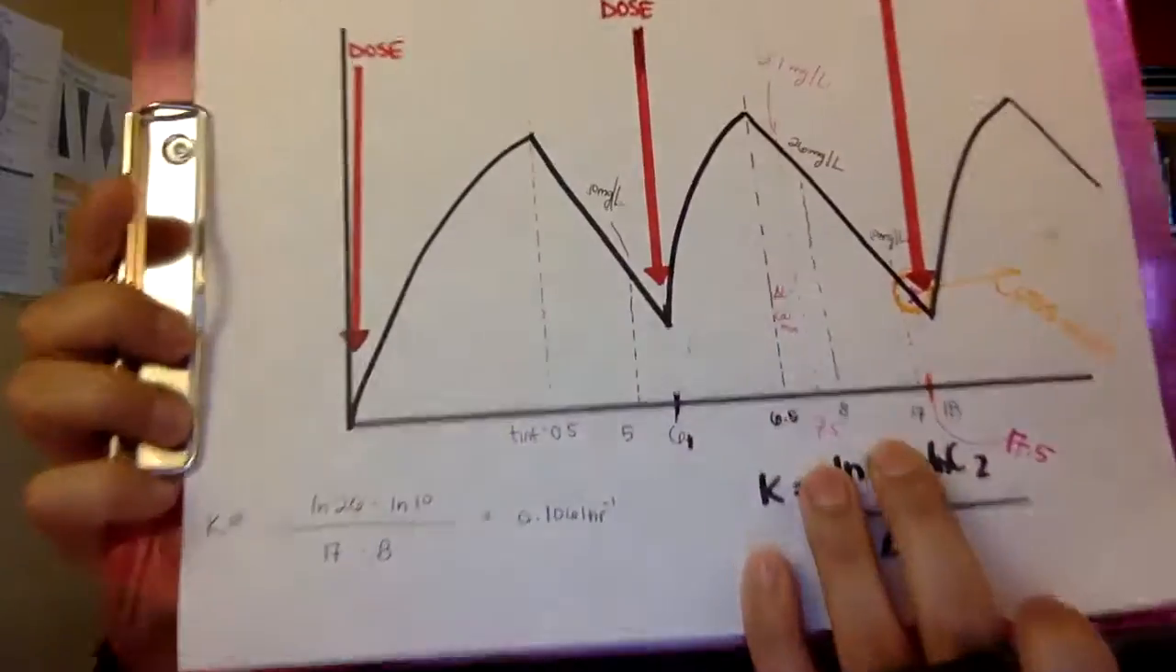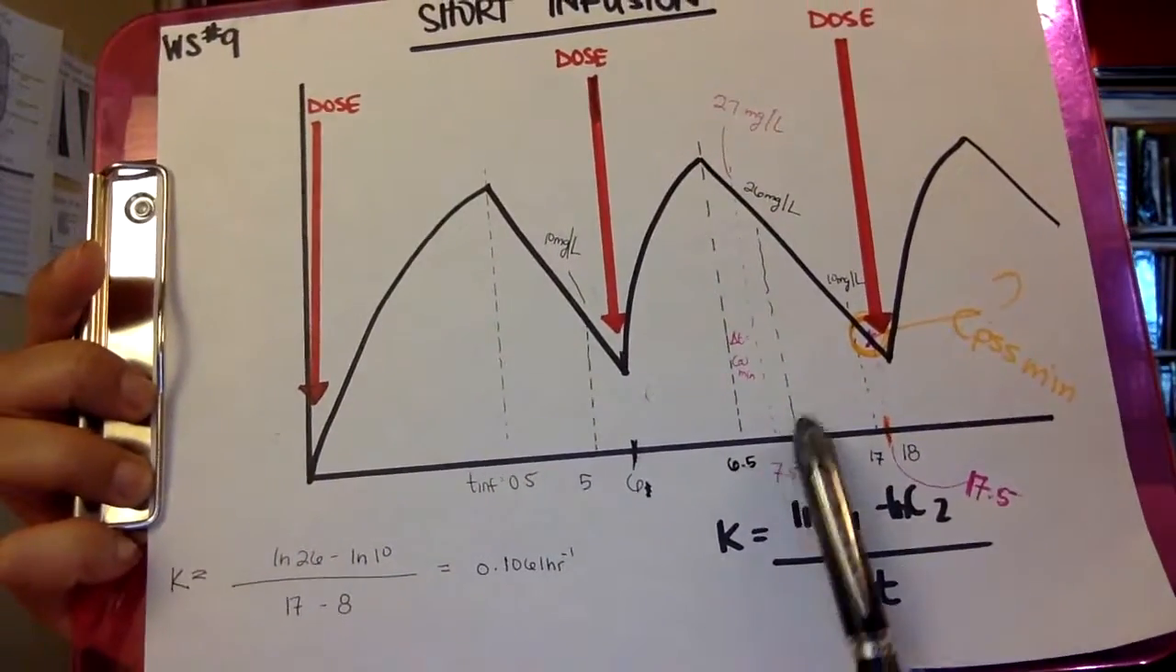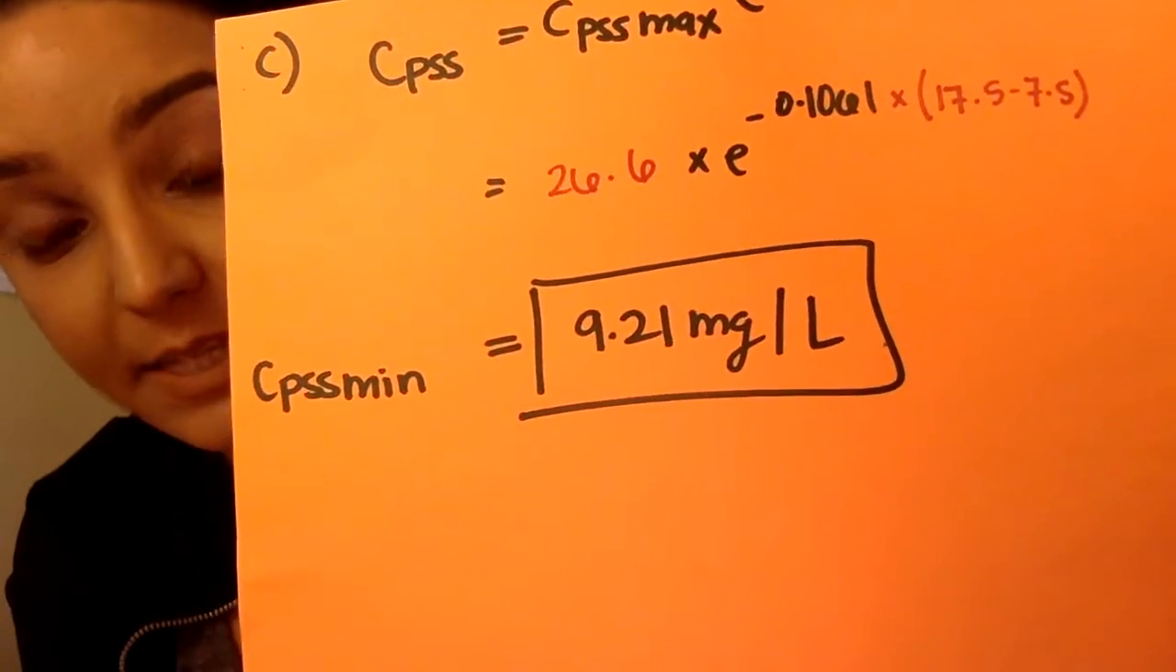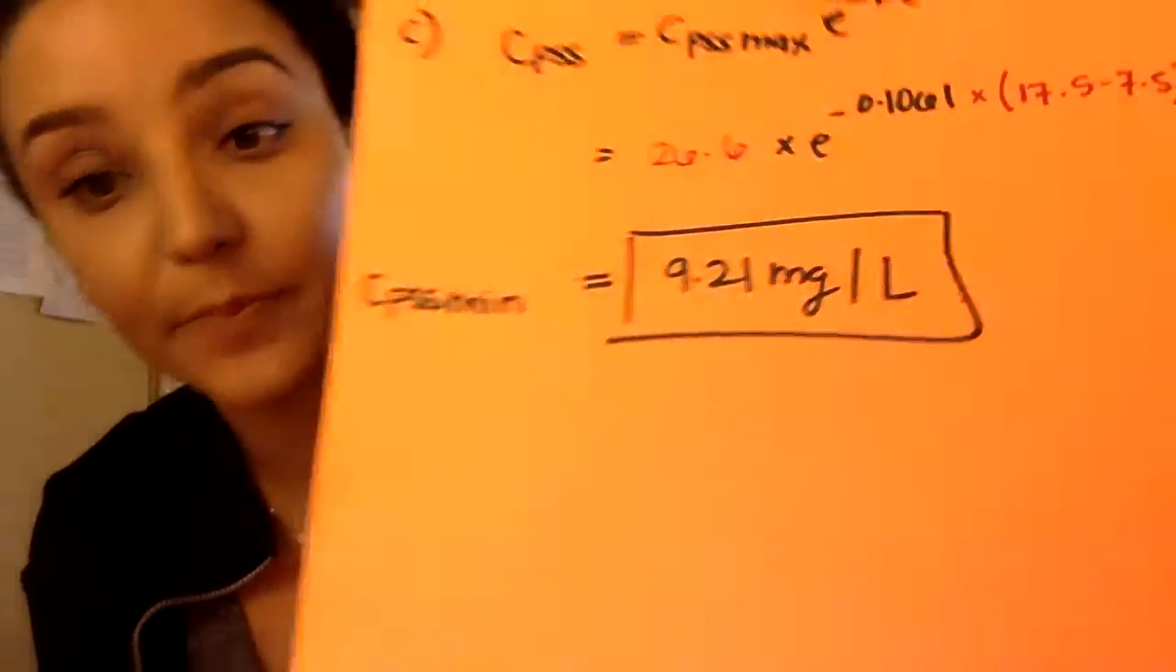When you solved for that 7.5, which is right here, you calculated your CPSS max to be 26.6. So when you're trying to figure out the corresponding CPSS min, you have to use the right times with the right concentrations. That 7.5 corresponds with the 26.6, and that 17.5 is going to correspond with your CPSS min. When you solve for everything, you're going to get a CPSS min of 9.21 milligrams per liter. That is your min concentration that you calculated according to the 17.5 time.